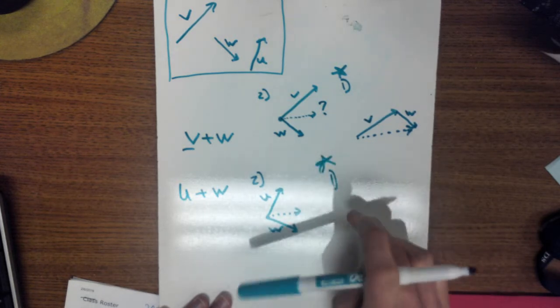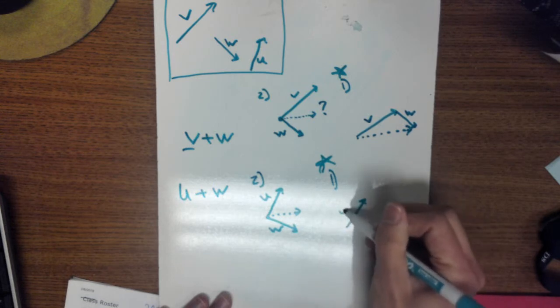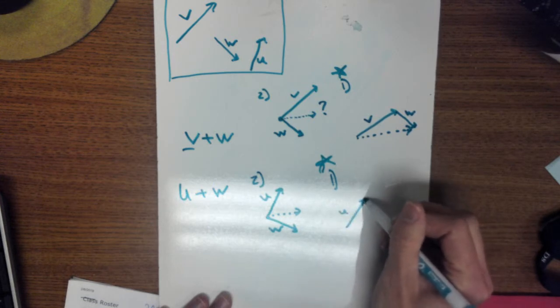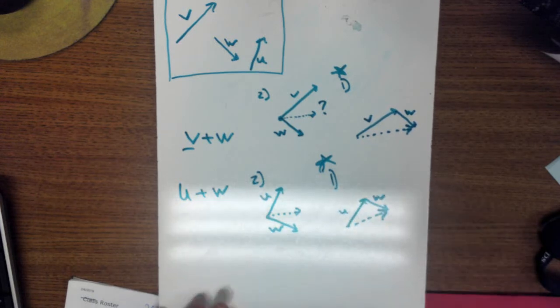Method 1, like I said, is what I would highly recommend you use. u, and then where u stops, w is going to start, and that is my actual resultant. Make sure that when you're drawing resultants that you put the arrow in the right location, because otherwise you don't have a vector, you just have a line.